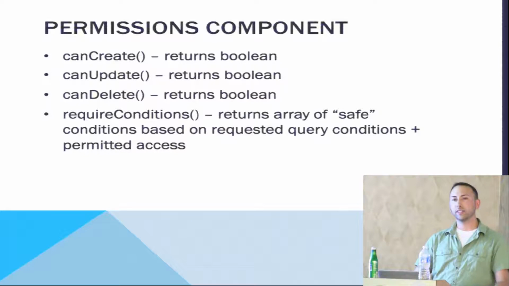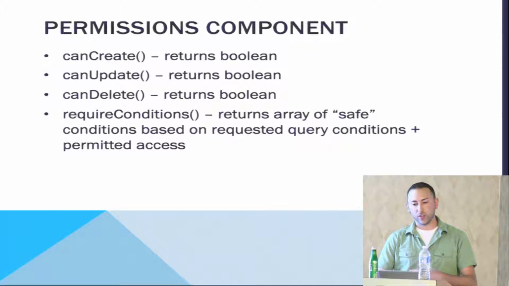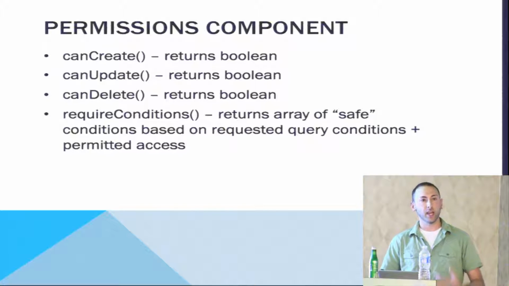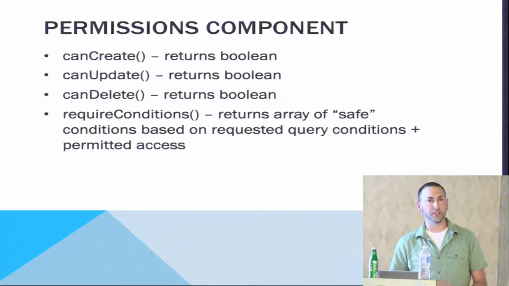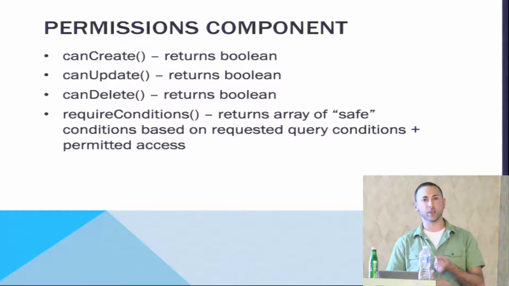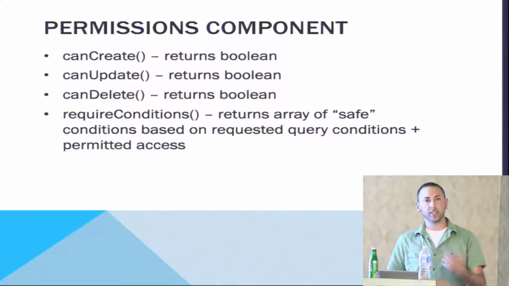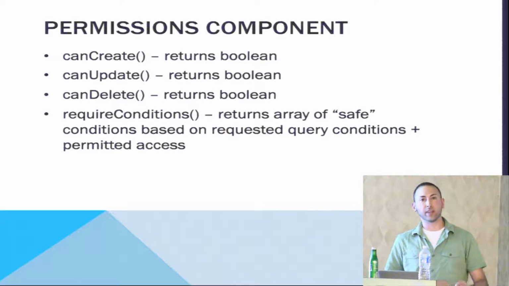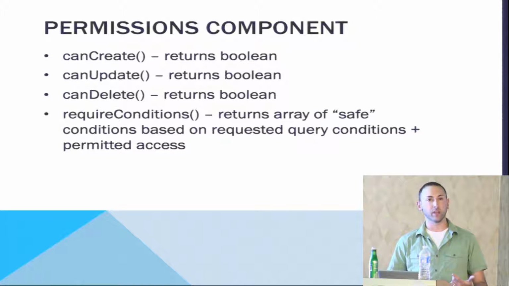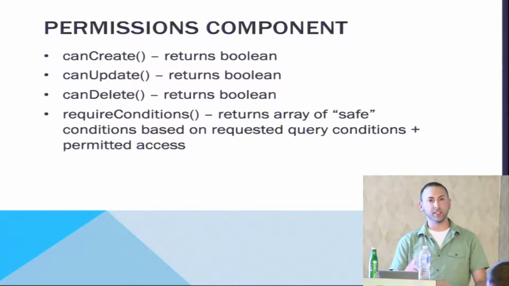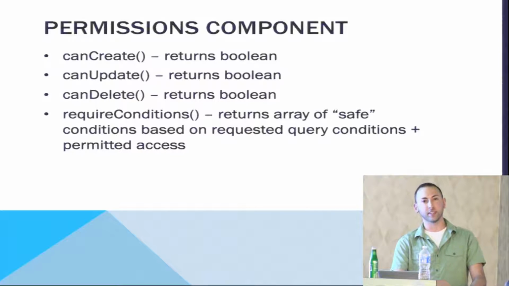So what require conditions does is the API consumer gives us a set of attributes that they might want to query by on any given resource. And what we need to figure out is, are they actually allowed to do that? Are they allowed to view the things that they're querying by? And so the permissions component essentially gives us back a safe array. It processes what they've asked for. It also limits by things that they have not asked for. And it gives us an array of conditions that will specifically output a set of data that we know they're allowed to see.